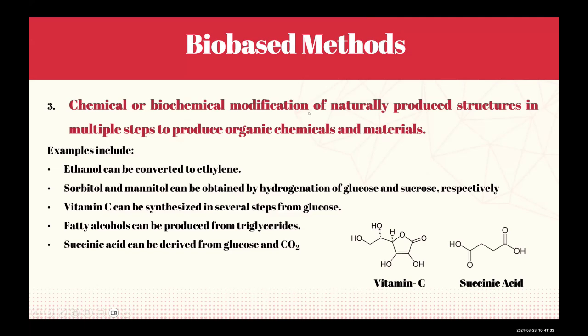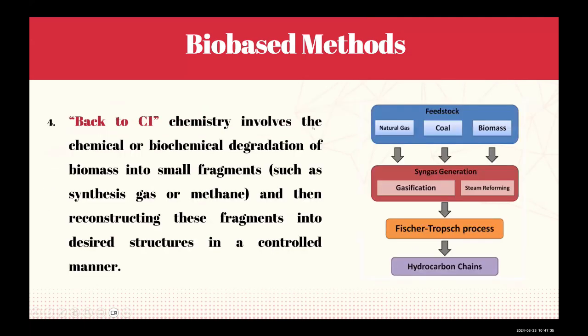Finally, the last method that we discussed is called the back to C1 chemistry approach. So this involves breaking down biomass into the smallest components, like synthetic gas or methane, through chemical or biochemical degradation. So once these small fragments are obtained, they are reassembled into more complex desired structures in a controlled manner. So this process typically involves, for example, syngas generation. So we use biomass, coal, or natural gas, which is converted to syngas through processes like gasification or steam reforming.